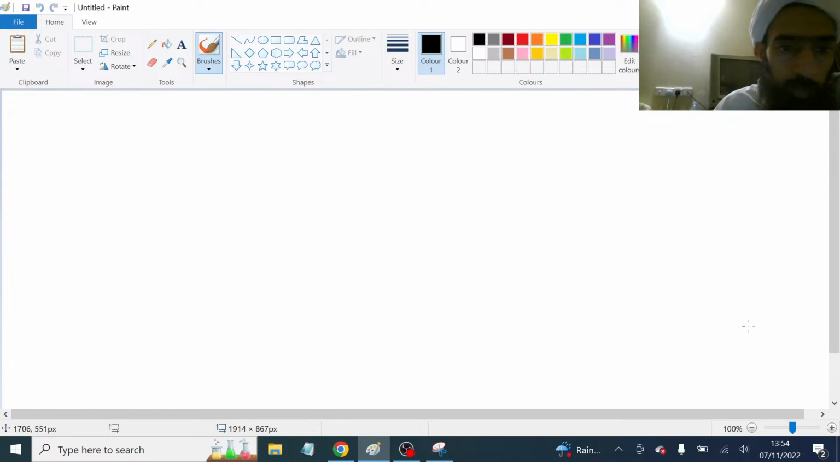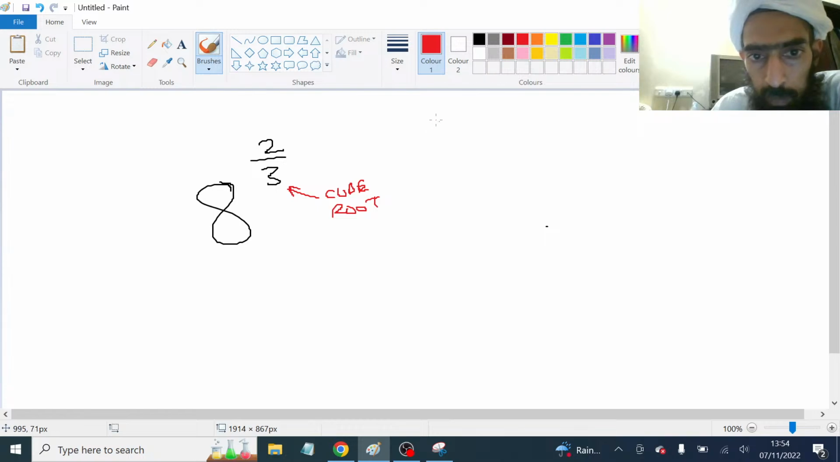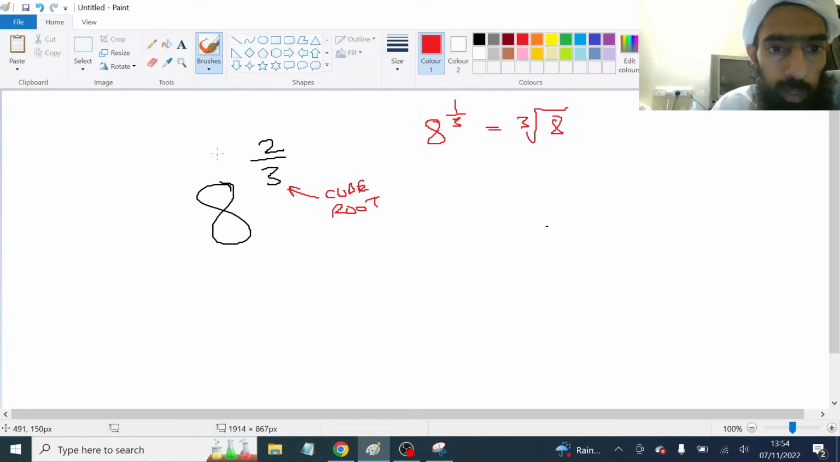Let's try another one. Let's go with 8 to the power 2/3. Here we look at the 3 at the bottom, and that signifies a cube root that we need to do, just like we said earlier, that a number to the power 1/3 really means cube root. And then at the top, the 2 is just your normal power 2.